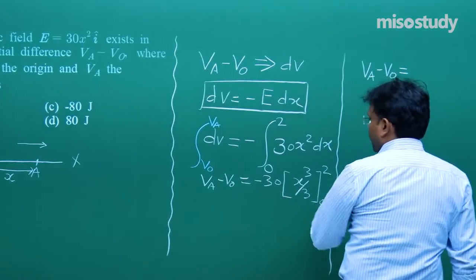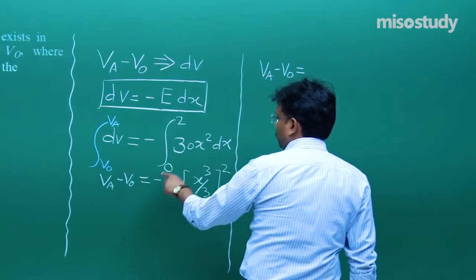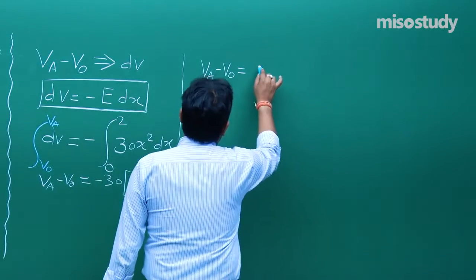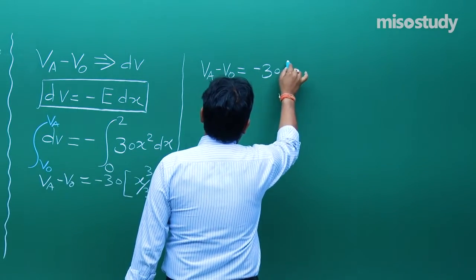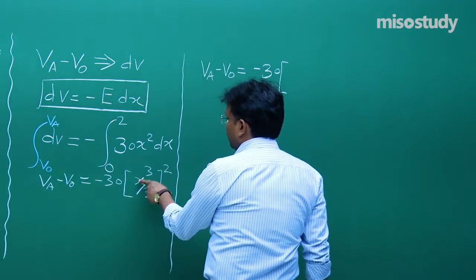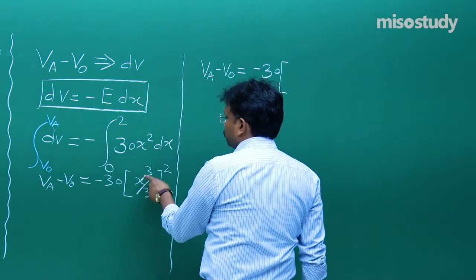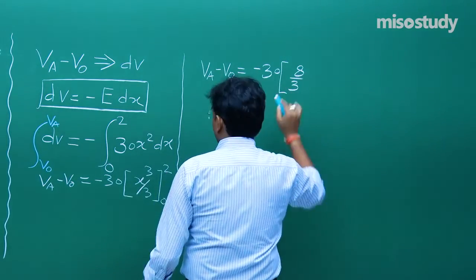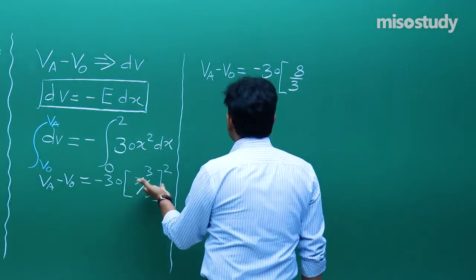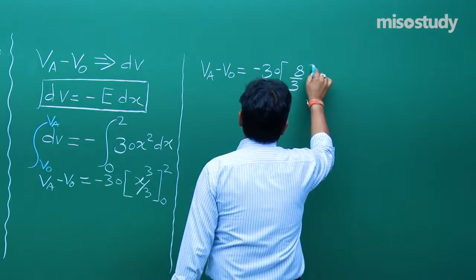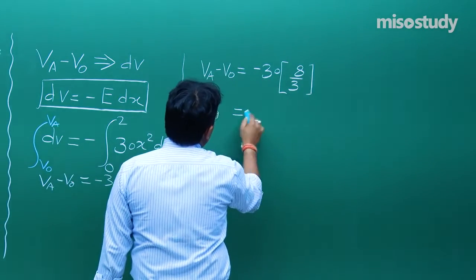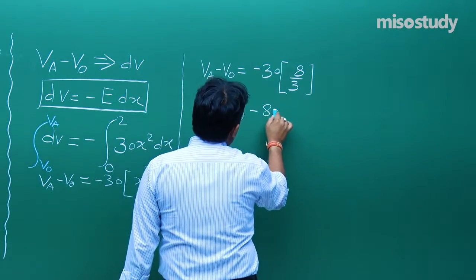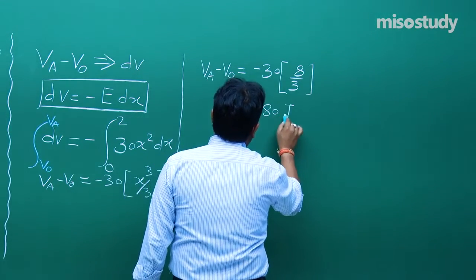Although I hope almost everyone finds this particular calculation clear, just for the sake of mentioning it, let me write it down like this. So over here, upper limit minus lower limit. Upper limit is 2 cubed, that is 8, by 3, minus lower limit, meaningless to mention that. So now it is minus 30 times 8 by 3, so that is minus 80 joule.